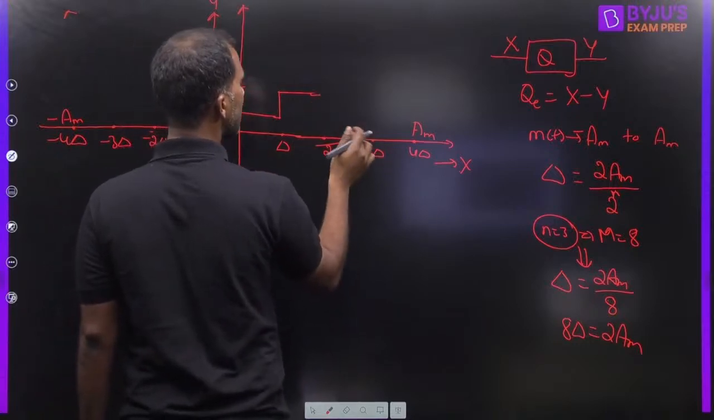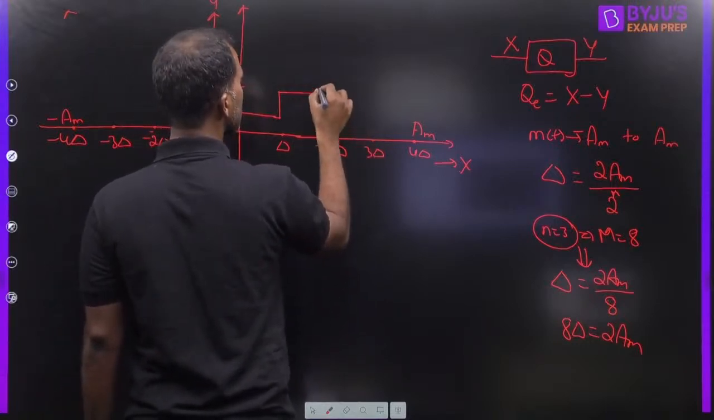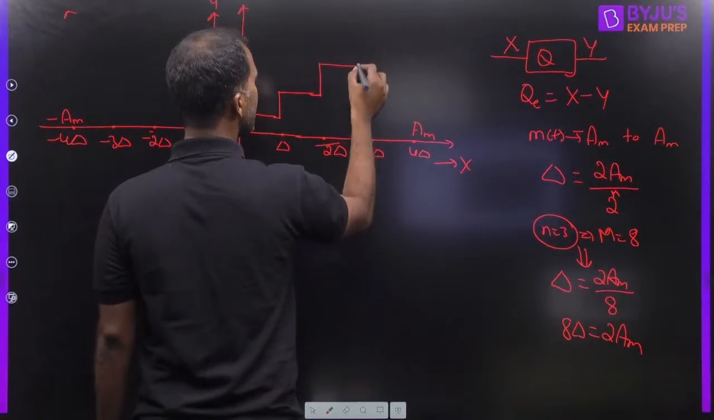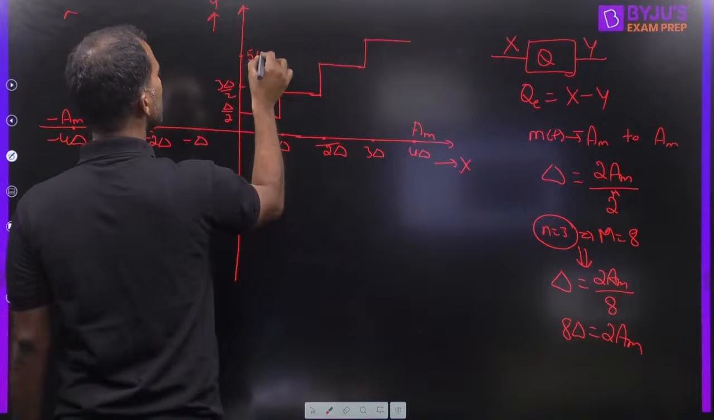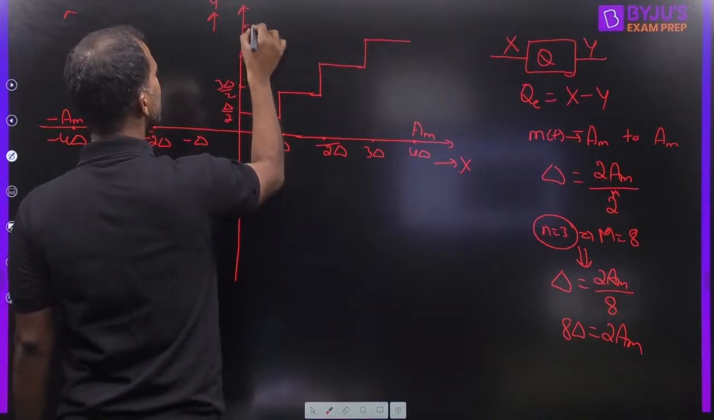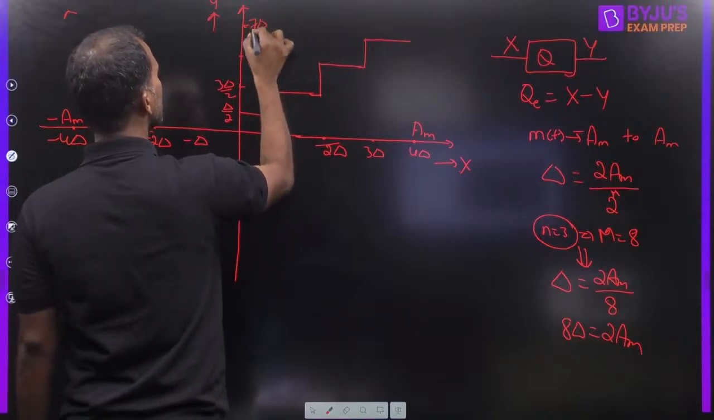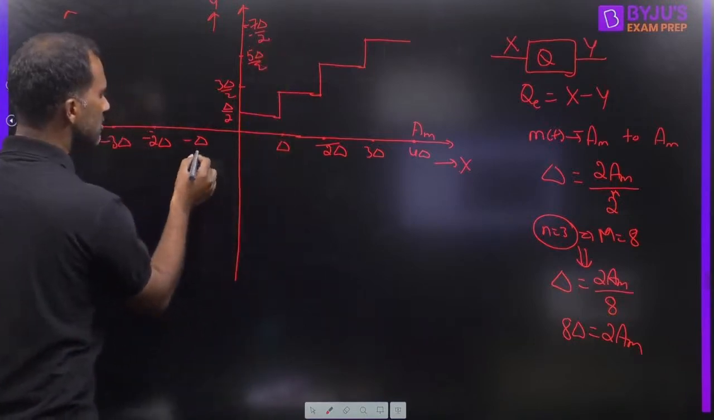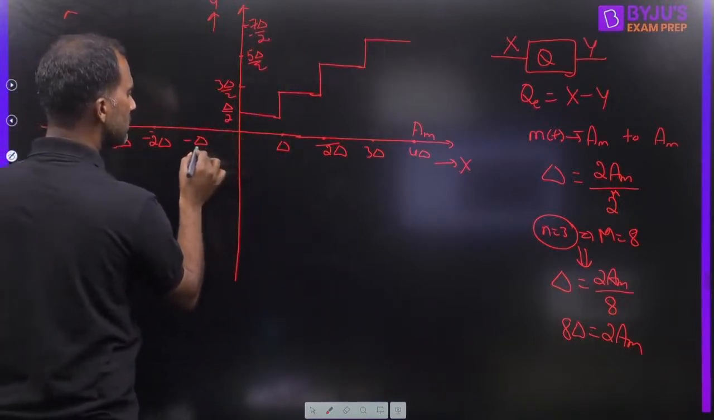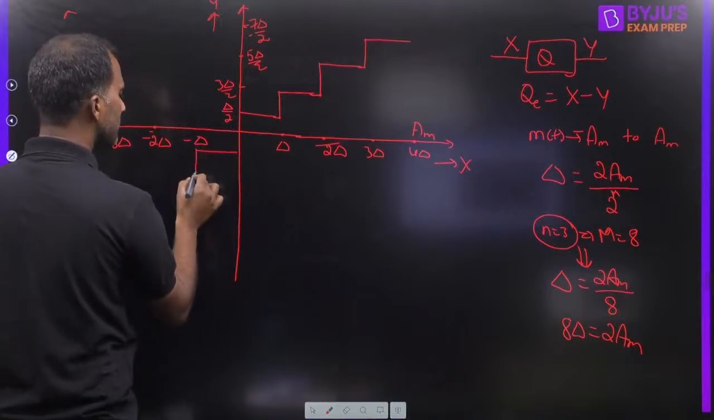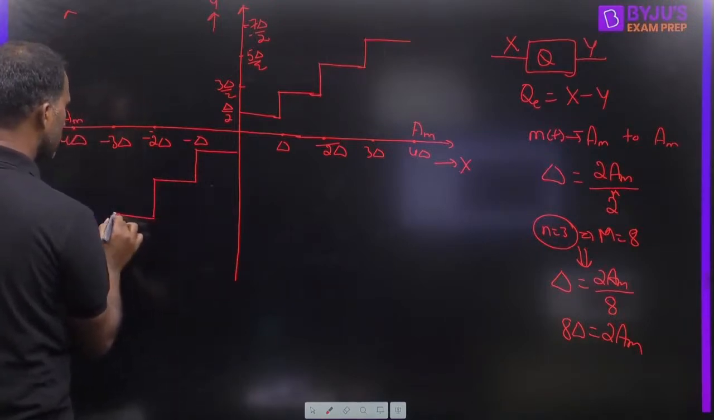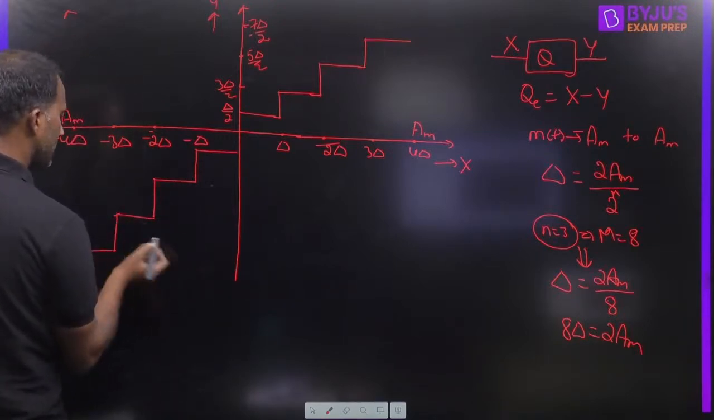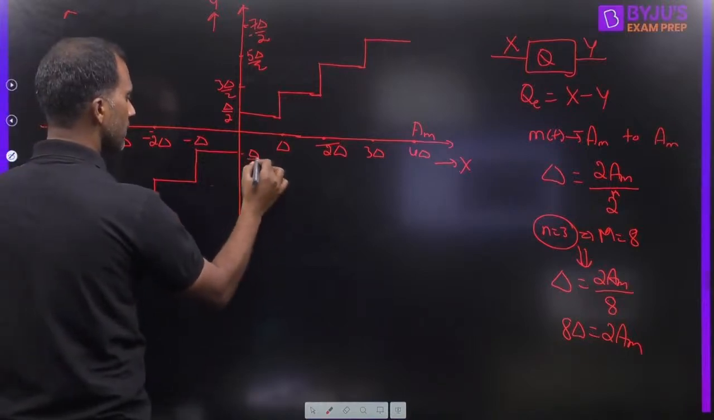Similarly, next region, midpoint is 5 delta by 2. The same way, you can do the analysis for the next region also. This is 5 delta by 2, and the next region is 7 delta by 2. Similarly, on the other side also, for this region the midpoint is minus delta by 2, that is the quantization level, and for the next region it is minus 3 delta by 2, for the next region minus 5 delta by 2, and for the next region minus 7 delta by 2. Understand carefully.